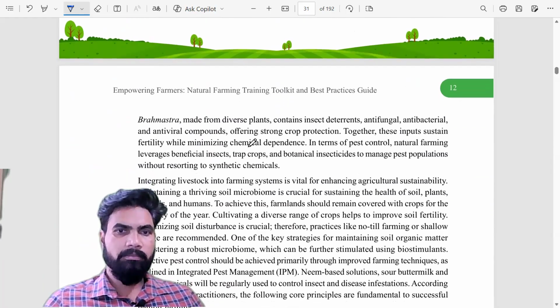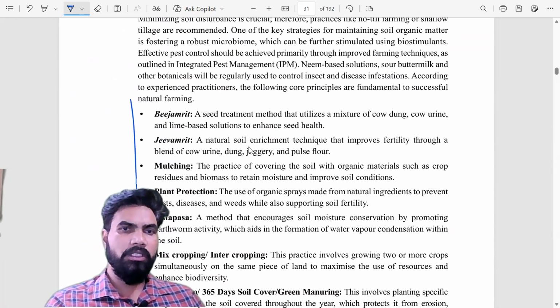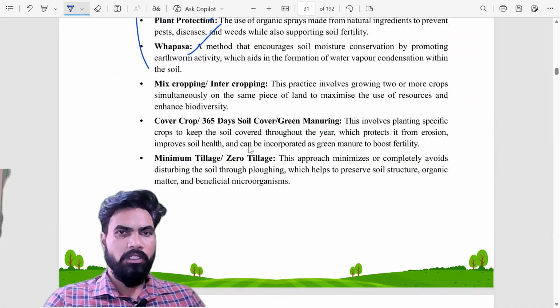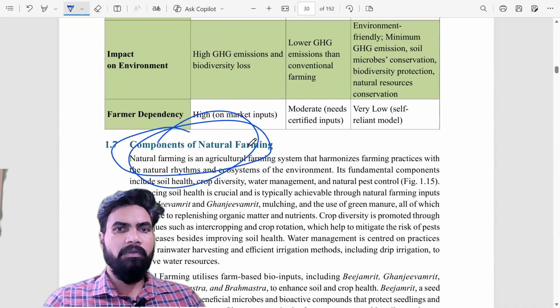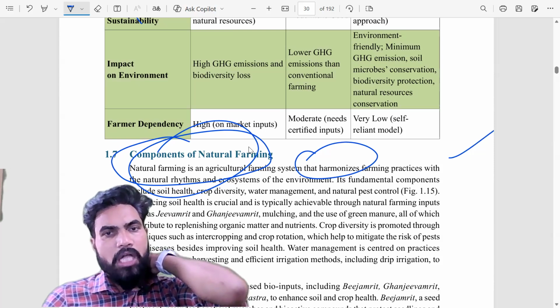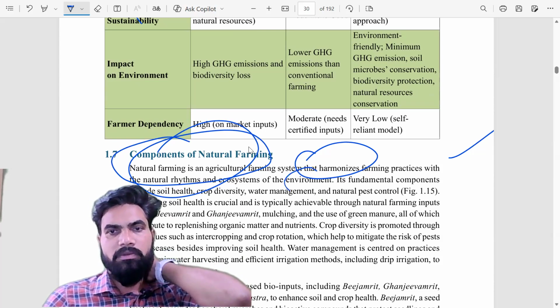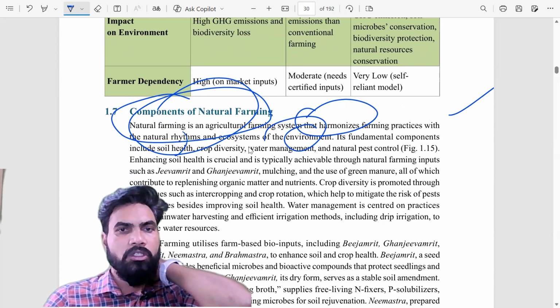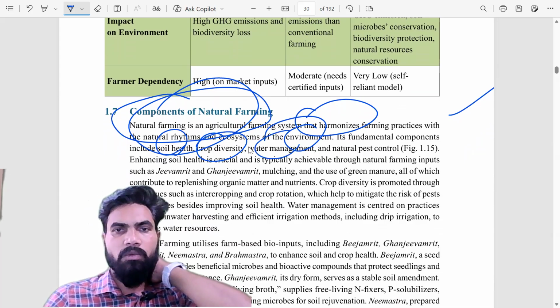The list is there: Bijamrit, Jivamrit, mulching, plant protection, Vapasa, and mixed cropping or intercropping. Cover crop is also there. Minimal tillage or zero tillage is also there. We will come to that. Briefly, we will see the introduction. Natural farming is an agricultural farming system that harmonizes the farming practices with the natural rhythms and ecosystems of the environment. The fundamental components include soil health, crop diversity, water management, and natural pest control.